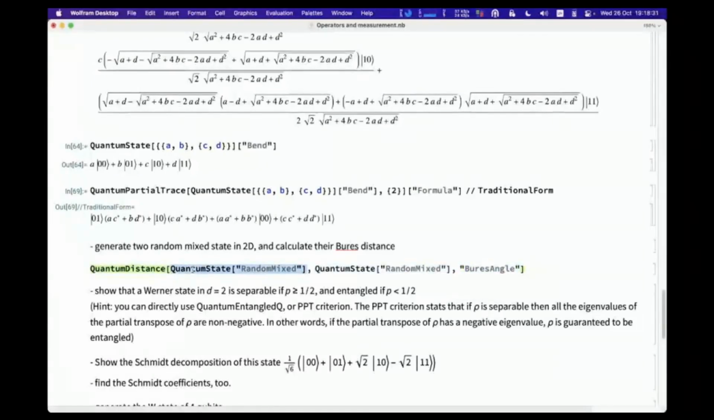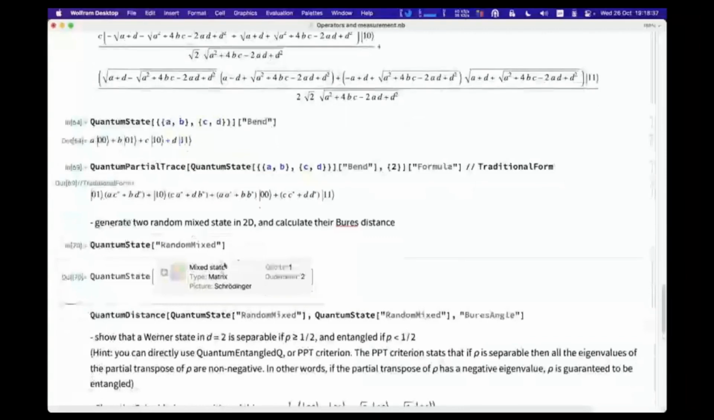Let's create a quantum state. Remember, the object is a quantum state that has that summary box with some interesting information. If you want to see the usual formulas, it's just a traditional form of that. You can directly ask for the traditional form, or the shortcut is Command Shift T. So that's how you can look at the traditional form.